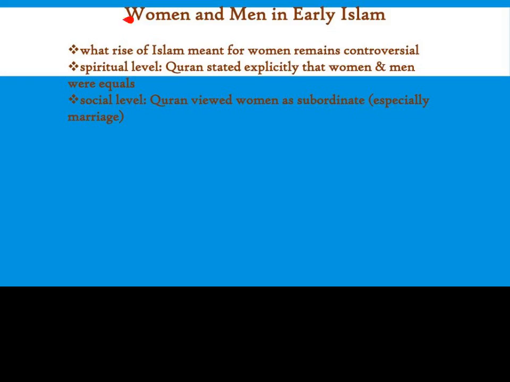Let's talk about women and men in early Islam. Okay, what the rise of Islam meant for women still remains highly controversial. At the spiritual level, the Quran stated explicitly that women and men were equals. But on a social level, the Quran viewed women as subordinate, especially in marriage.